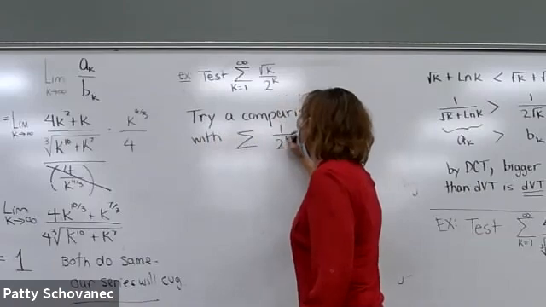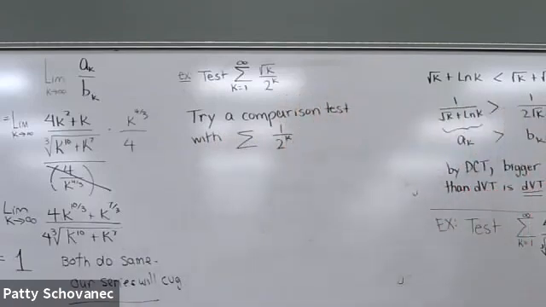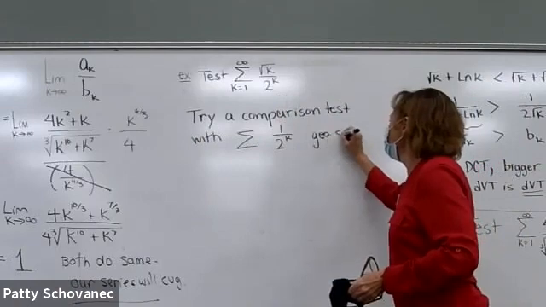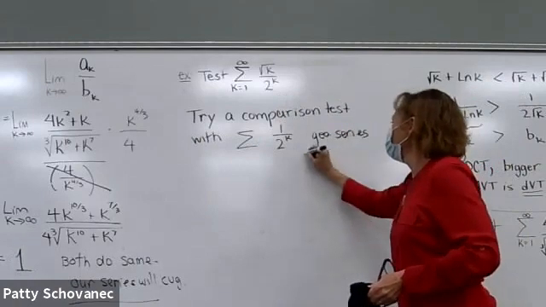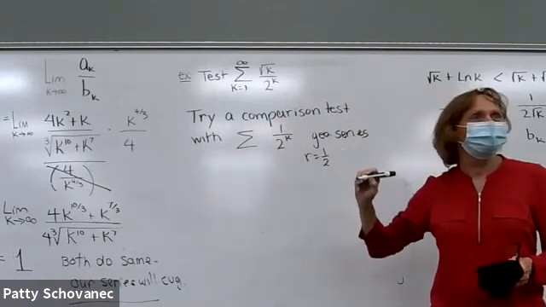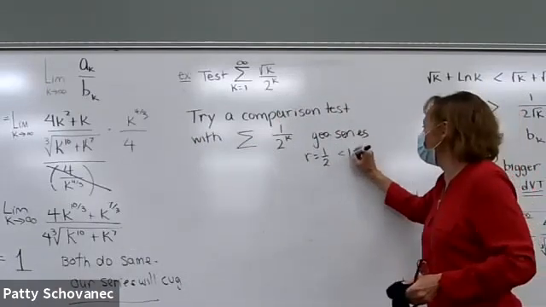Since 2 to the k grows faster than square root of k, that's my comparison series. It's a geometric series. What's my multiplier? 1 over 2. Is this geometric series going to converge or diverge? It will converge because it's smaller than 1.